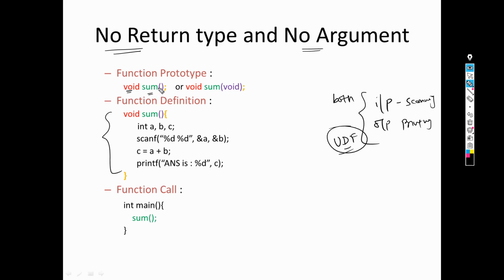Then the function name is sum, and since we are not giving any argument, the bracket is empty, or you can write void within it. So the function name is sum. It is not taking any input and it is not giving any output. Since your user defined function is not taking anything from the main function and not giving anything to it, both responsibilities, taking the value from the user and printing the answer so the user can see it, are with the UDF itself.